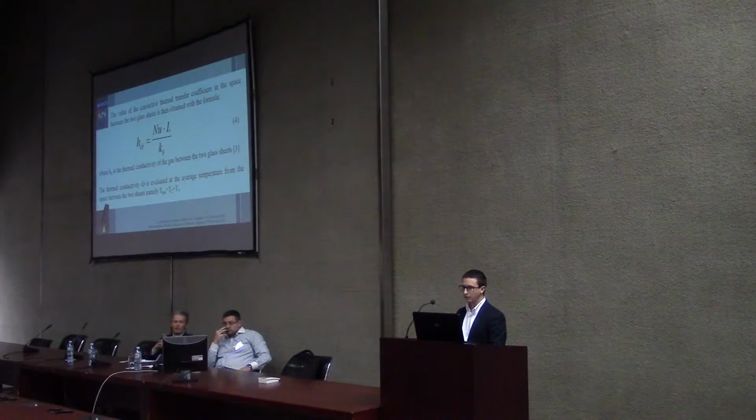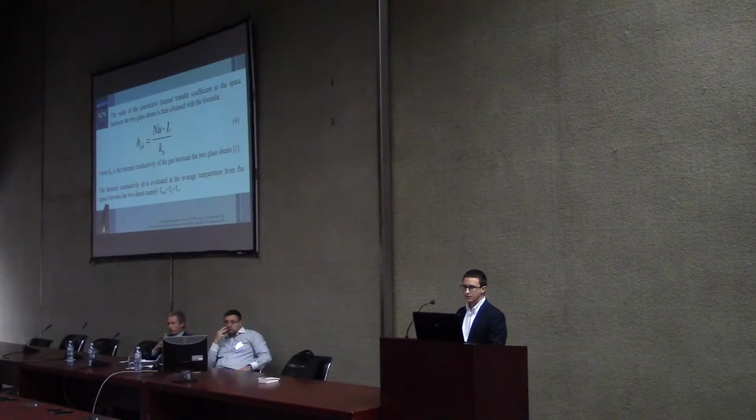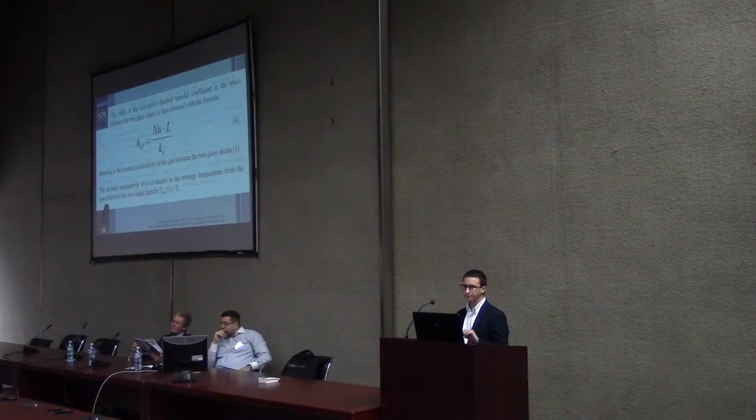So, for the case of double glazed window, the convection coefficient was calculated using this relation, where Nusselt depends on aspect ratio and the Rayleigh number. The coefficient was calculated at the mean temperature between the glass sheets.